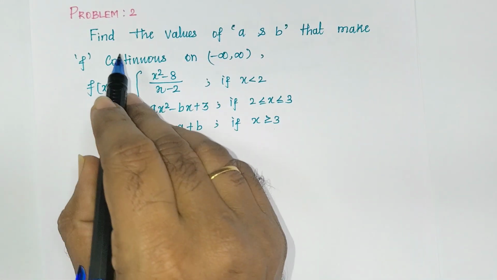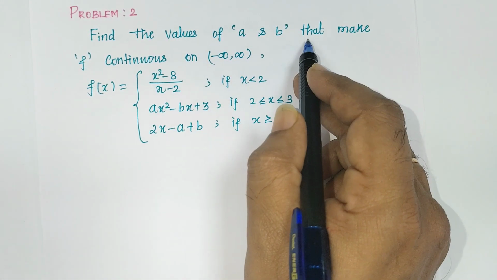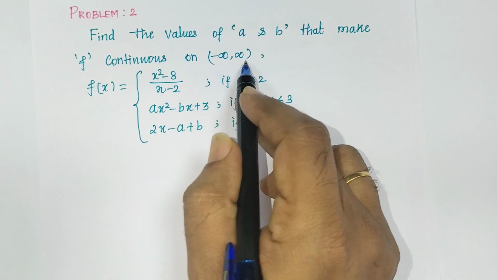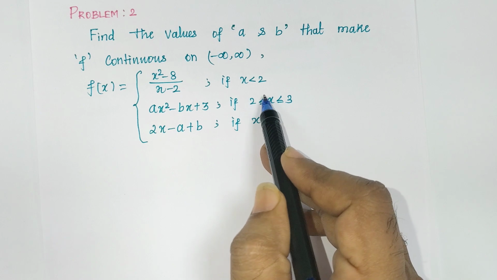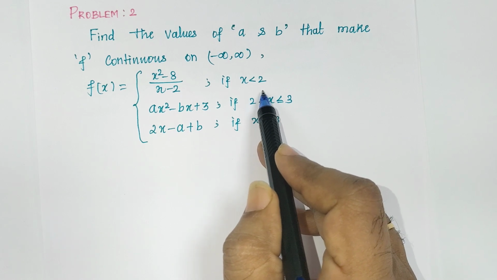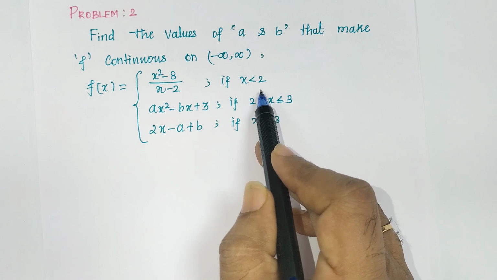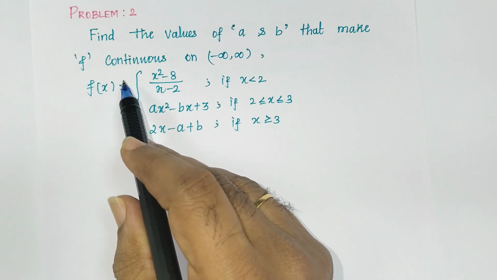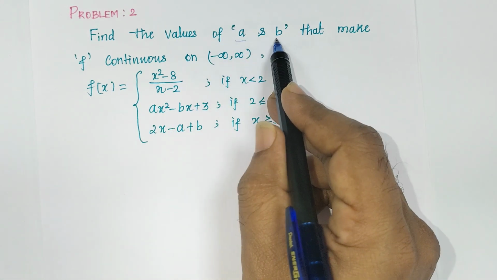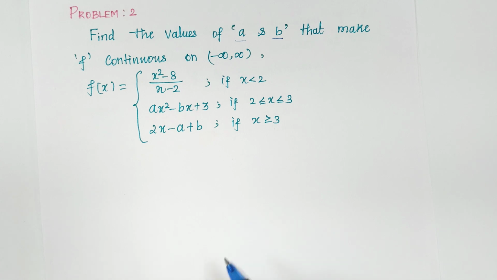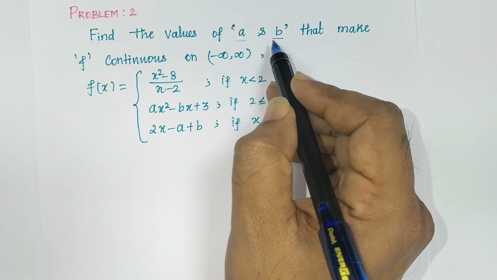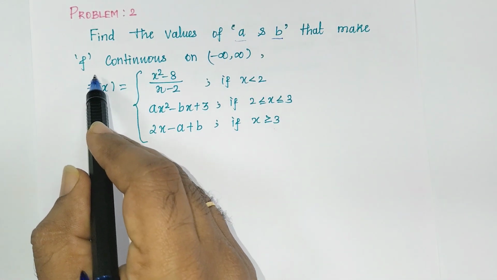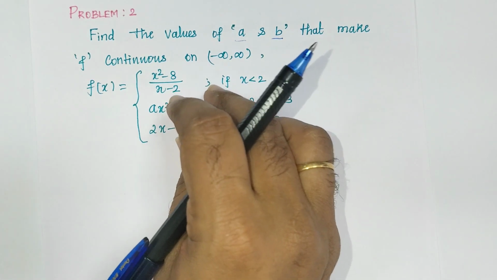Problem 2. Find the values of a and b that make f continuous on minus infinity to plus infinity. Already I told, in a subinterval at a point there may be a discontinuous point, but they said the whole thing is continuous based on the points a and b. Find the values of a and b that make f continuous on minus infinity to plus infinity. Those 2 points are representing that the function is continuous.